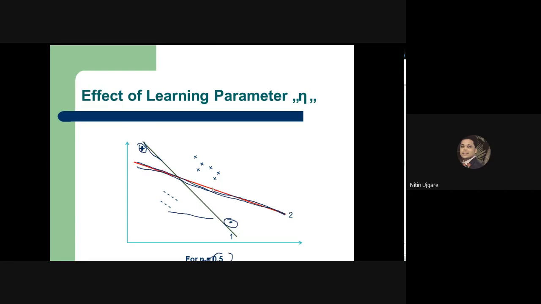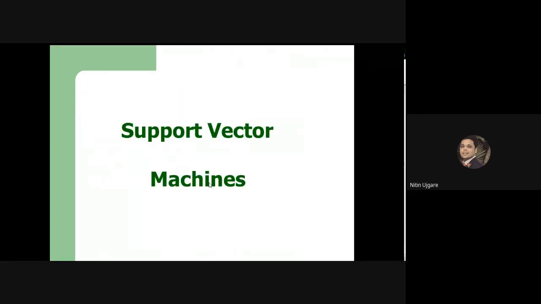So this means that ideally, the value of eta should always be higher, so that there will be a correct classification, or we get the appropriate decision boundary that performs the classification of newly introduced instances. So that's it from today's presentation.